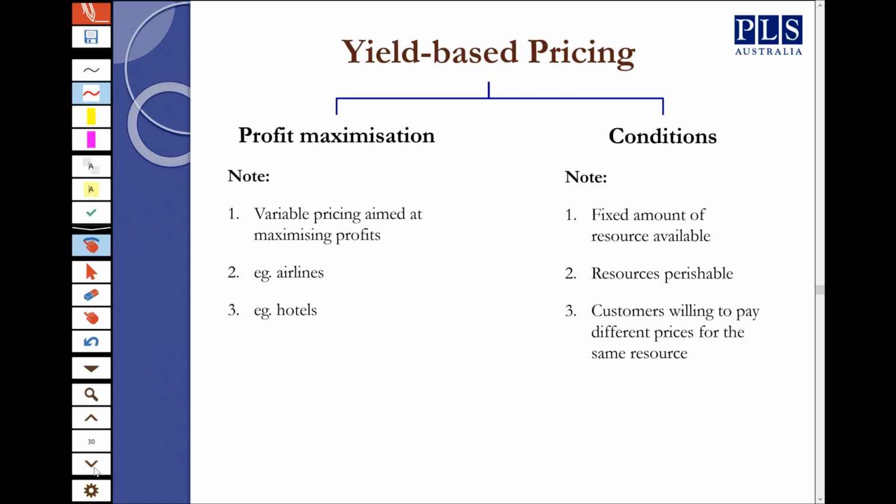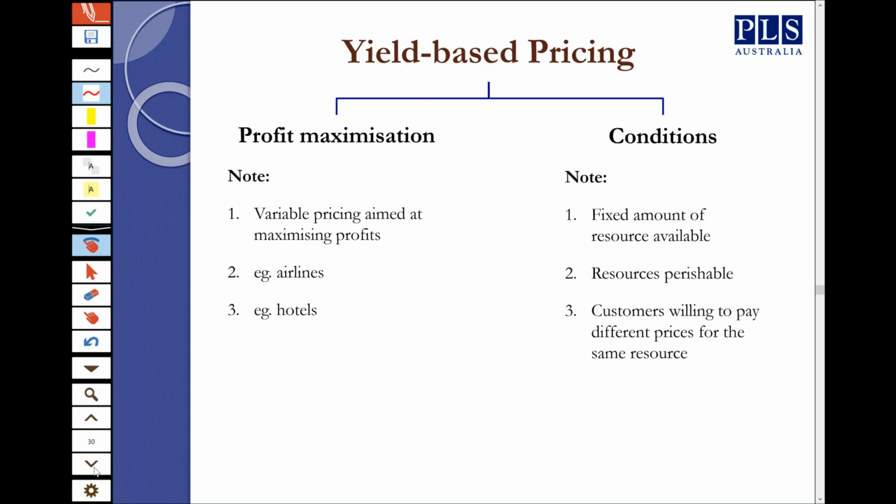Similarly, if I'm going to talk alternate terminology, just make sure you're comfortable with respect to yield-based pricing. This is where you'll have variable pricing aimed at maximizing profits, typically used by airlines, typically used by hotels. So again, come back to that idea: I was looking today at flights from Sydney to Melbourne, and you'll find that throughout the day, the prices vary based on how much utilization of that resource they already have. Do they have seats available and they're trying to fill them? Do they have limited seats available?